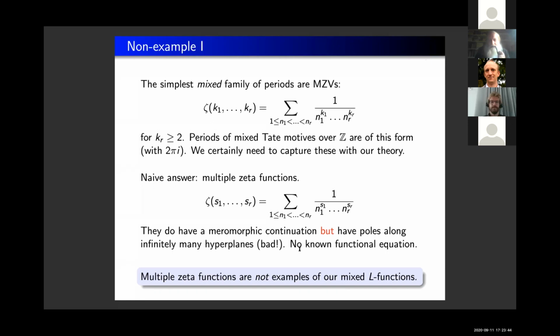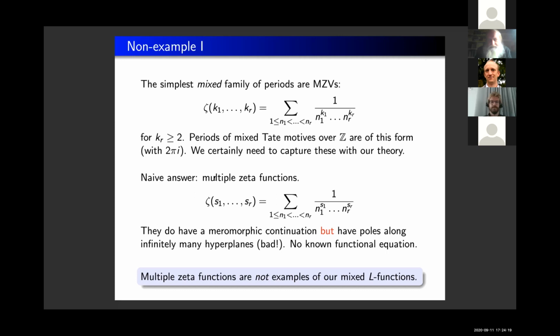So the first class of mixed periods that aren't classical L values that we already know about, that we'd want to consider, are multiple zeta values. I think everybody's seen these before. They are periods of possibly the simplest types of mixed motives we know about, mixed Tate motives over the integers. And so any theory that we come up with had better capture these numbers, otherwise we're in all sorts of trouble.